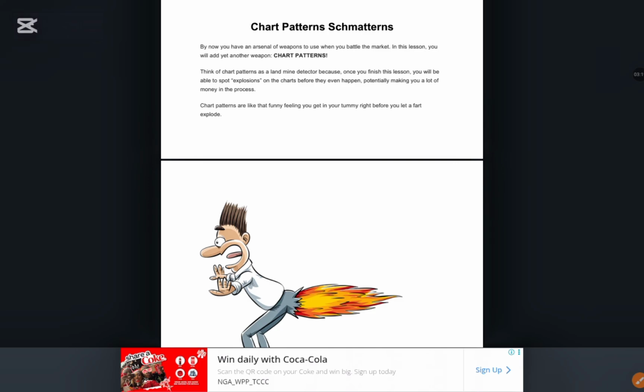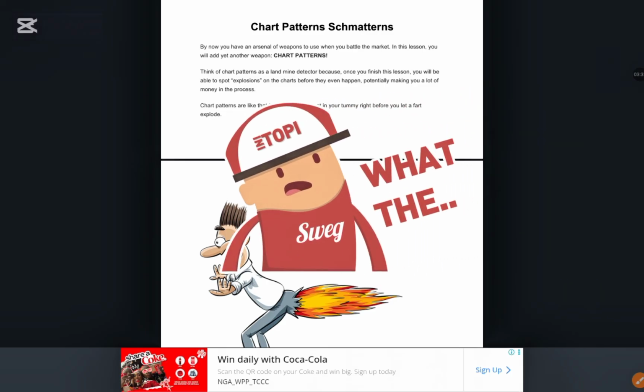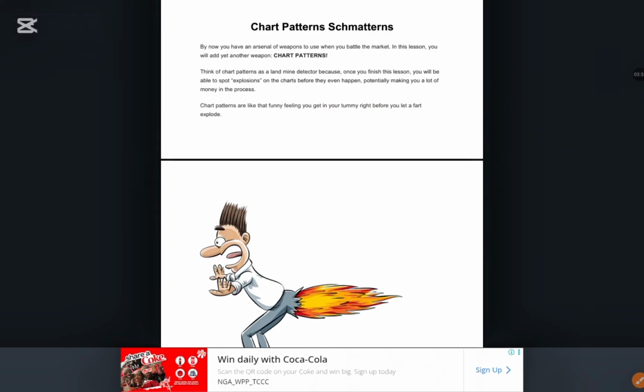So by now you should have an arsenal of weapons to use when you battle the market. Do you understand? Because this is not a joke place. The market won't respect your emotion. That's the truth. So you need arsenals. You need tools. So in this lesson, you will add yet another weapon, which is chart patterns. The name of our new weapon for this section is called chart pattern. Say chart pattern.